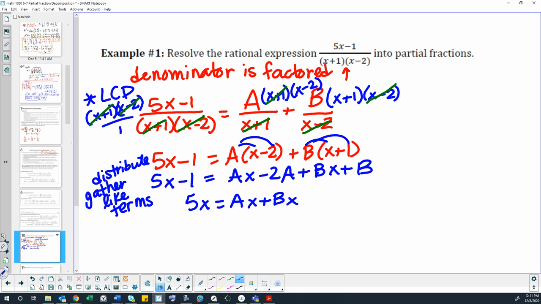Now, what other types of terms do we have? We have our constant terms, don't we? So over here, our constant term is negative 1, and the like terms we would add together over here to get that would be negative 2A and plus B.